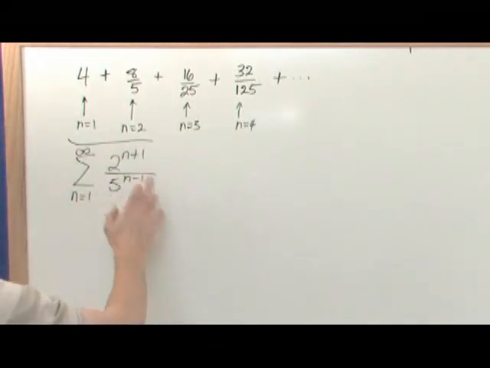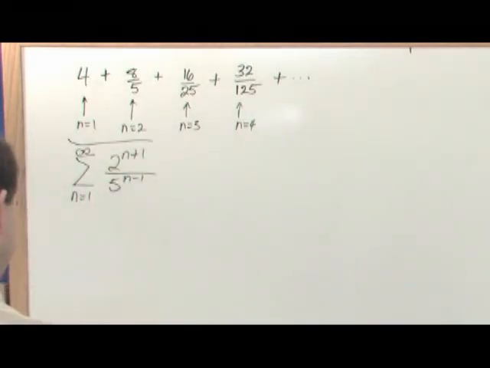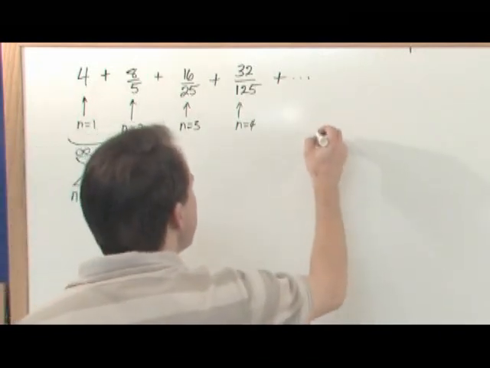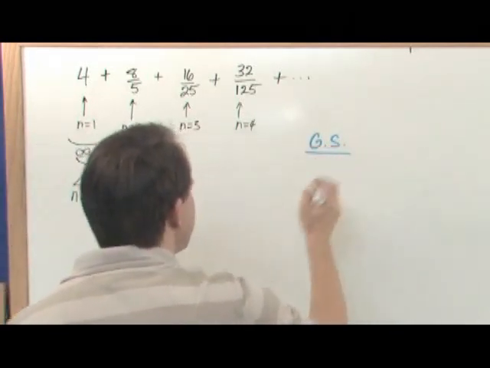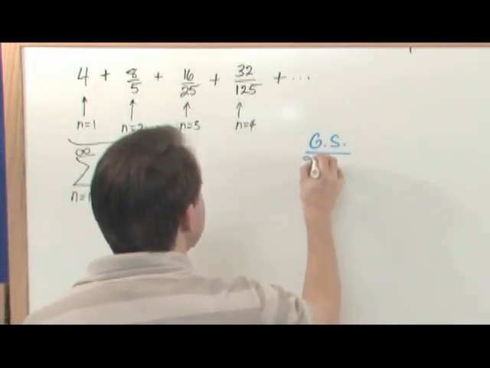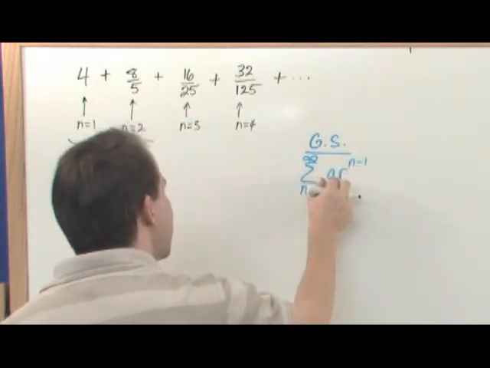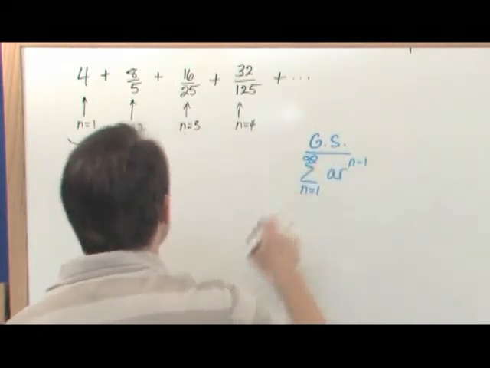You know, it kind of looks like a geometric series. I mean, you have 2 to the n plus 1 over 5 to the n minus 1. You have powers here, so it looks a little bit like a geometric series. So try to beat it into the form of a geometric series. By the way, the geometric series, to refresh your memory, looks like the sum from n is equal to 1 to infinity of a times r to the n minus 1. So I need to have a constant times a number raised to the power of n minus 1.